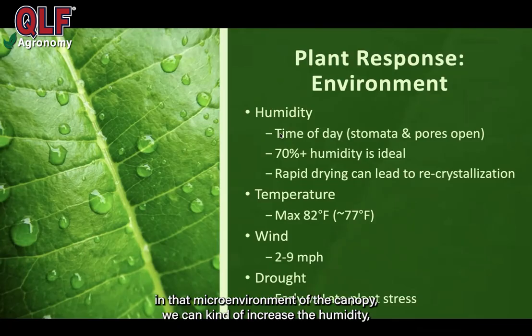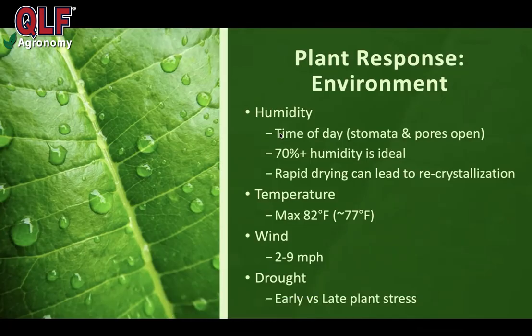We can increase the humidity, especially if we use slightly higher water rates as well. That can give us a little bit of extra humidity benefit. Wind, a little bit of wind can be favorable. Actually, that helps with that nice little bit of drift and swirl and undercoating the underside of the leaf surface.